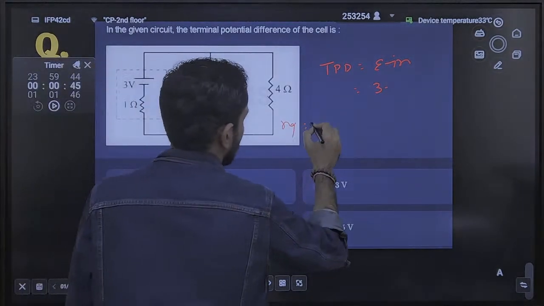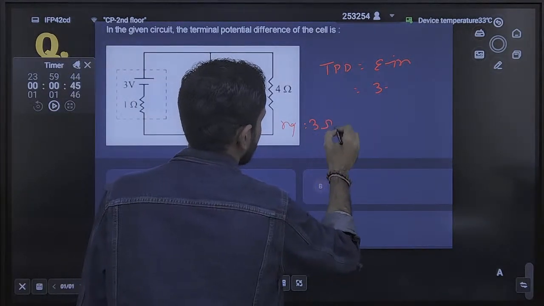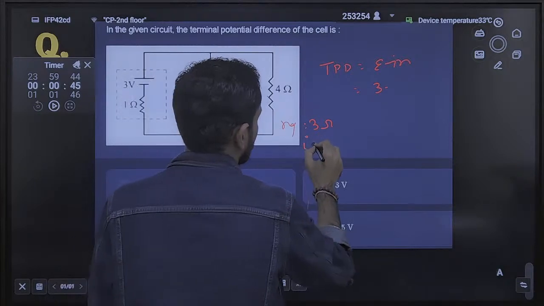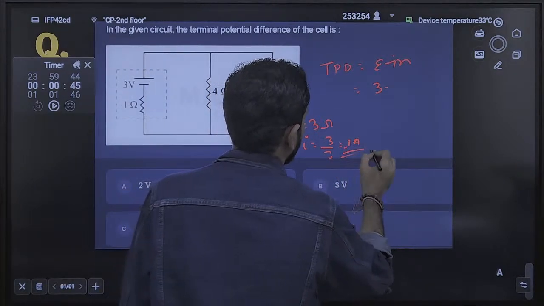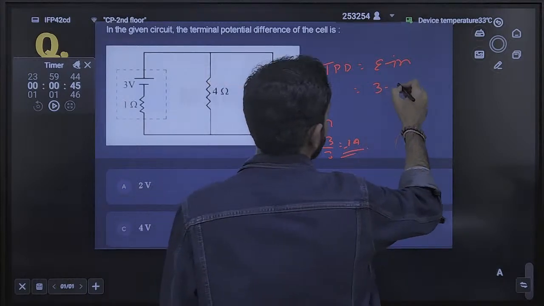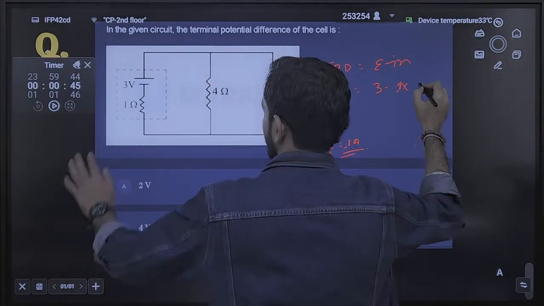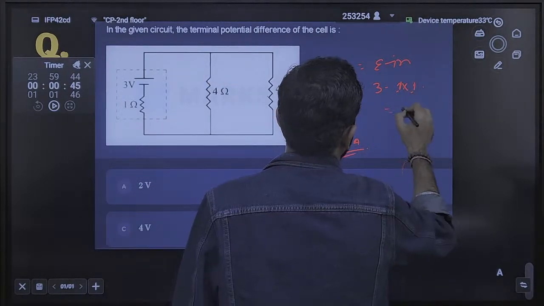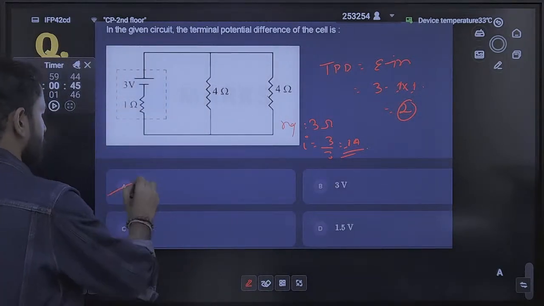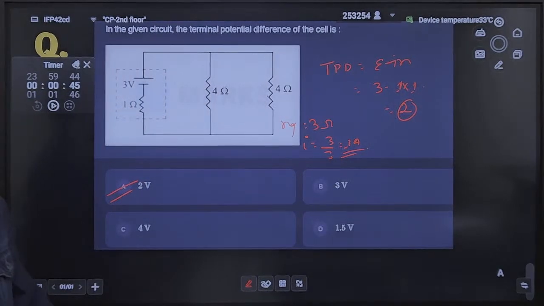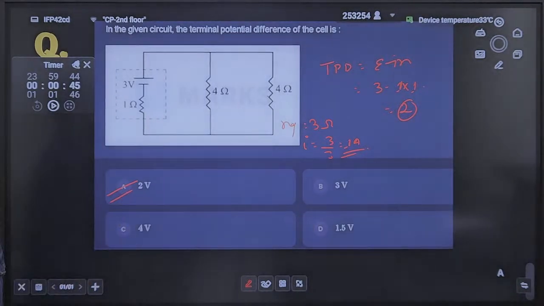That means R, I can say 3 ohm. What is the equivalent current? 3 divided by 3, that is equal to 1 ampere. 1 ampere, that means I is equal to 1, into what is the internal resistance? 1. Answer will be simply 2. Very easy question. You can see this was a question in previous year 2024.